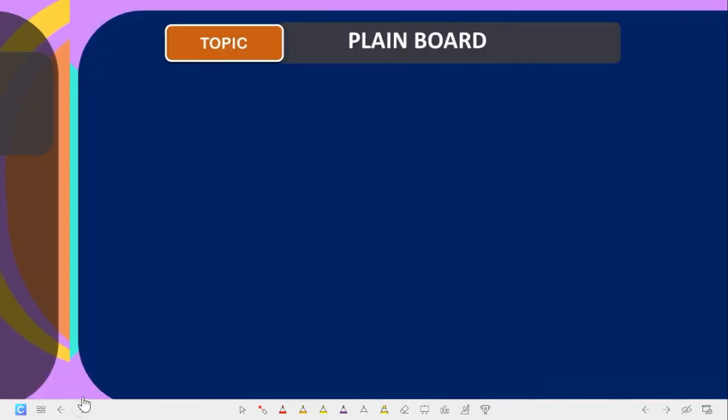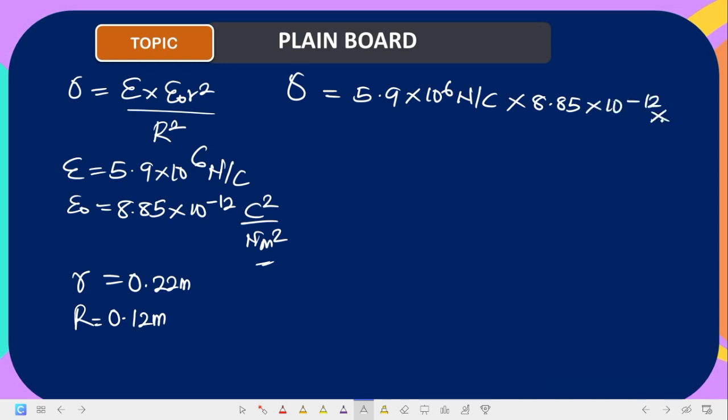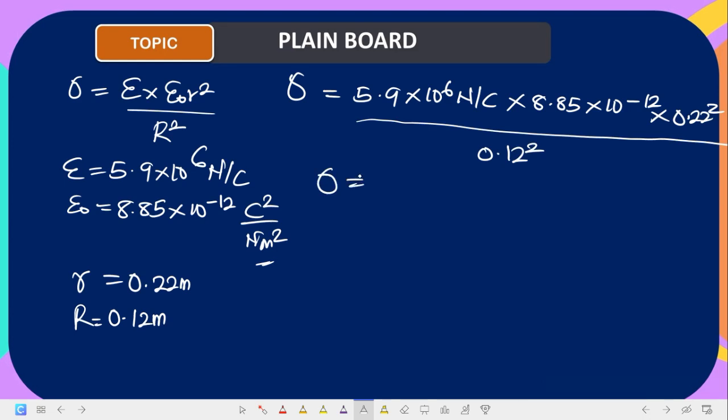Now, putting our values into what we have here, our surface charge density is equal to E, which is 5.9 times 10 to the power of 6 Newton per coulomb, times E0, which is 8.85 times 10 to the power of minus 12, times small r, which is 0.22 squared, all over big R, which is 0.12 squared. Now, when you punch everything into your calculator, what is it going to give us?